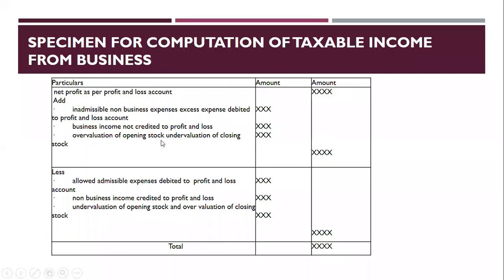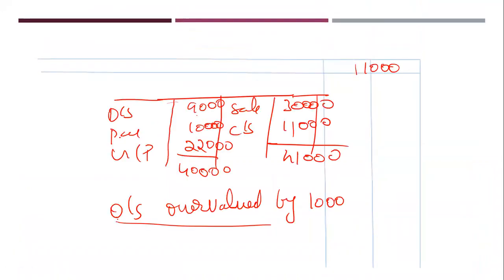Overvaluation. See here, in my profit and loss account, suppose opening stock is 10,000. And in the statement, they are saying opening stock is overvalued by 1,000. So what will be the exact value? If it is overvalued, you will be minusing, so 9,000 will be the exact value. If you consider 9,000, then my profit will automatically increase by your 1,000, right?